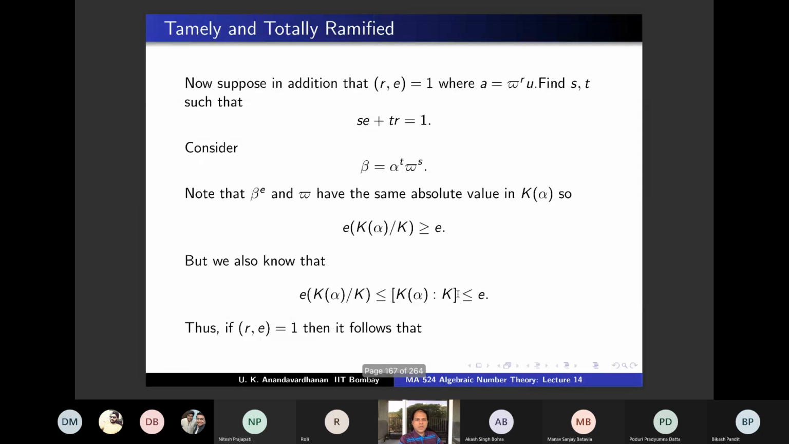So the ramification index is equal to the degree. It's an equality here because of greater than or equal to and less than or equal to. In other words, K(alpha) over K is totally ramified. So the claim is, if you have the polynomial x power e minus A where p doesn't divide e, then take any root alpha, then K(alpha) over K is always tamely ramified. And if you write A as pi power r times u, and if r and e are co-prime, then in addition K(alpha) over K is also totally ramified.